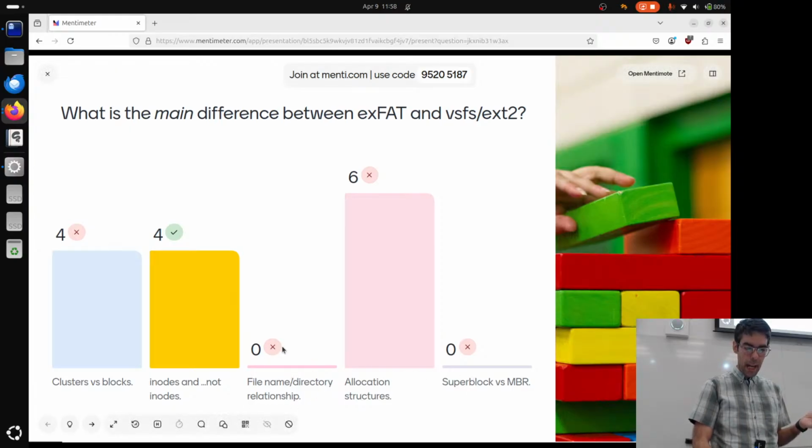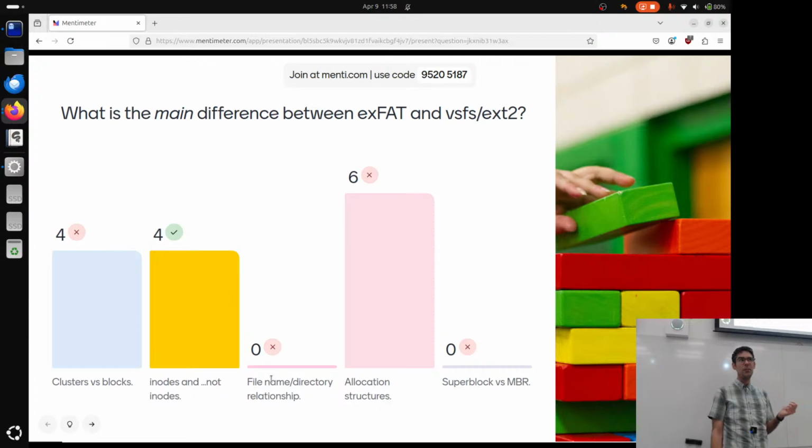This one, I'm actually quite happy nobody picked, but that file name directory relationship is effectively the same between these two file systems, where the file name is embedded in the directory itself. The main thing that's different between these two file systems, and to be clear, there's lots of differences, but of the 5 that we've got here, inodes and not inodes are really the best answer. The EXFAT file system has much less metadata in it for each file than the EXT2 and VSFS file systems in terms of inodes.